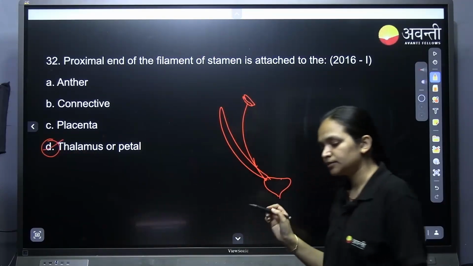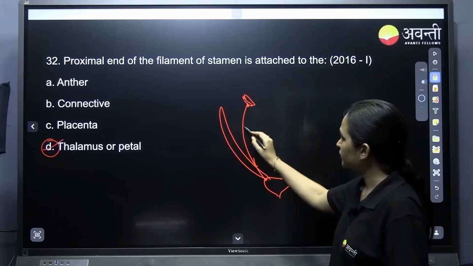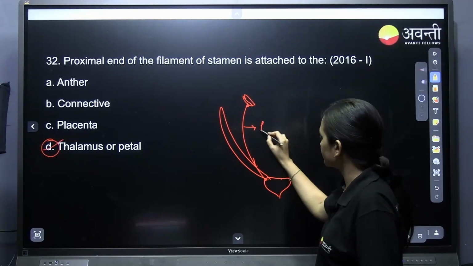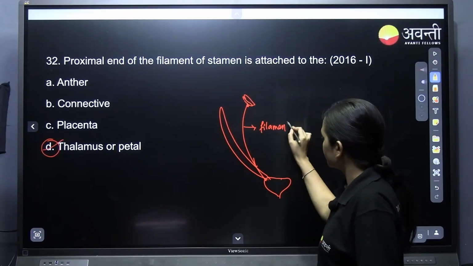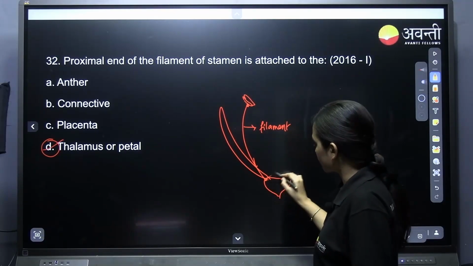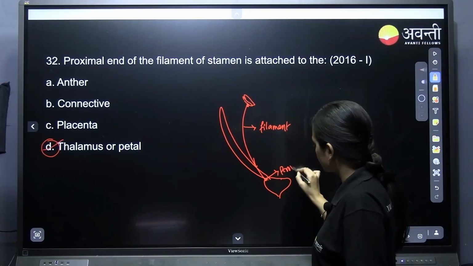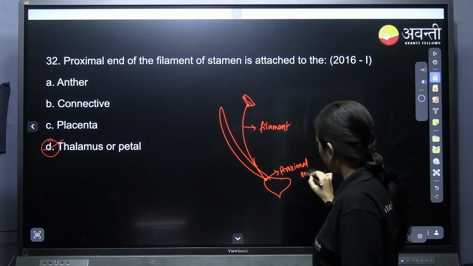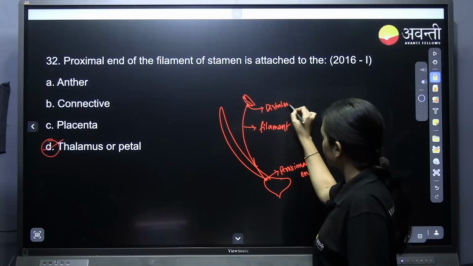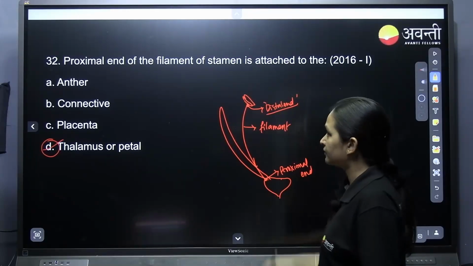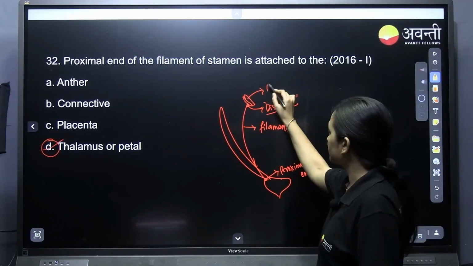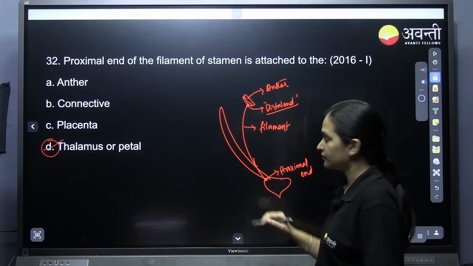And don't misunderstand the proximal end, okay? If this is style, if this is filament, this end is a distal end, this end is a proximal end. And another question can be made: distal end of the filament of the stamen is attached to anther. Okay.